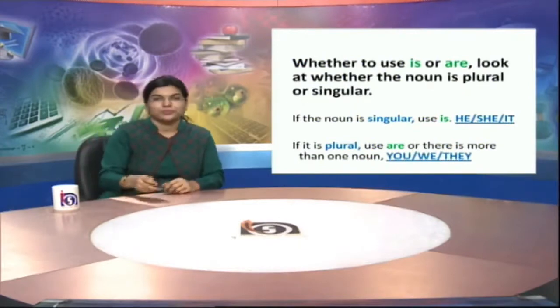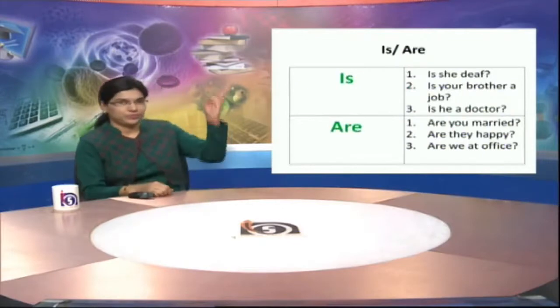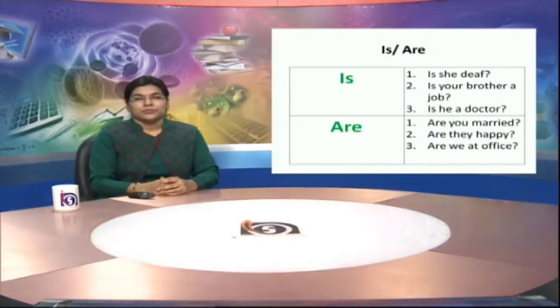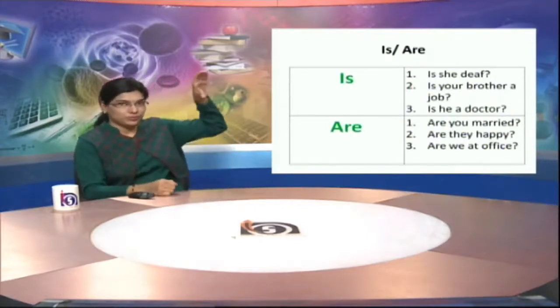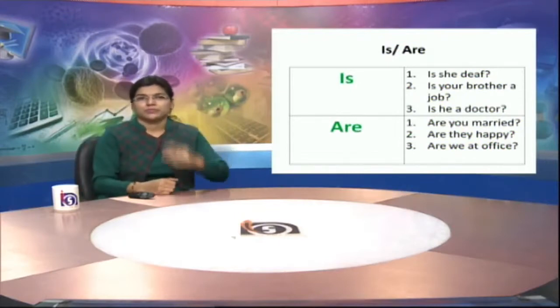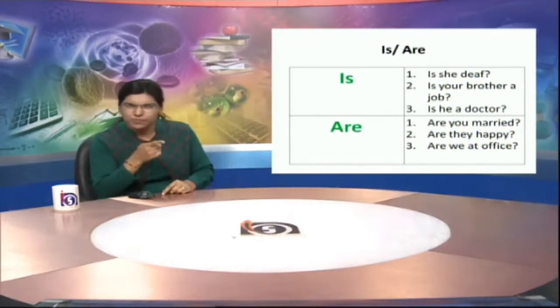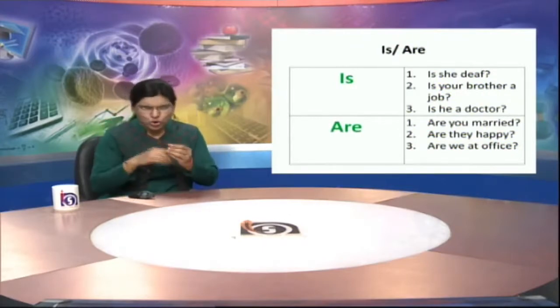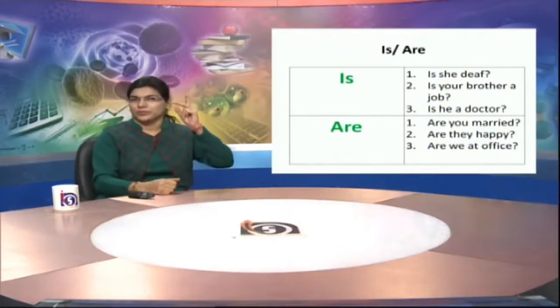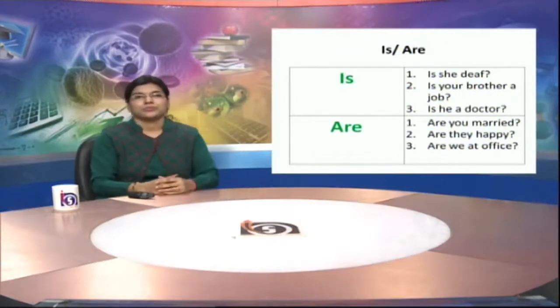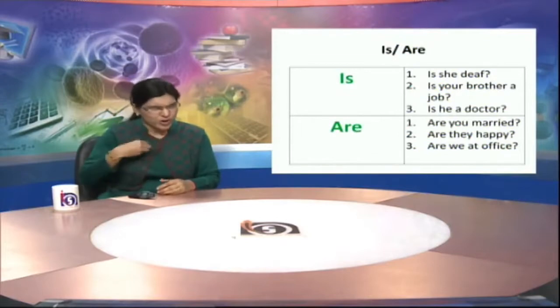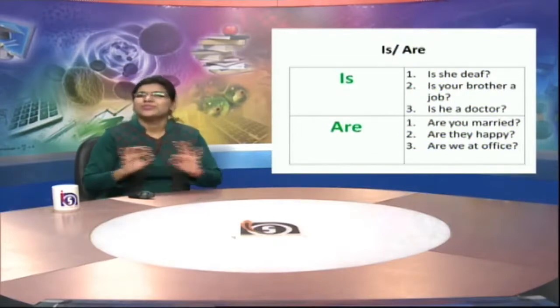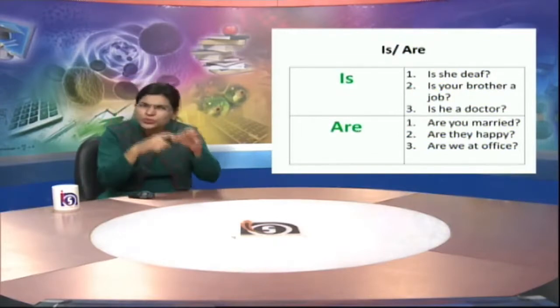There are more explanations. So you see is and are. With is, the first question, is she deaf? So what will be the answer? Yes or no? Second question, does your brother have a job? Third question, is he a doctor? Simple. So the answer will be yes or no.